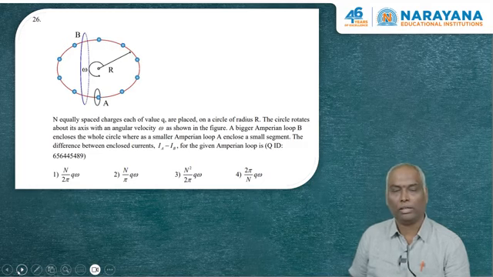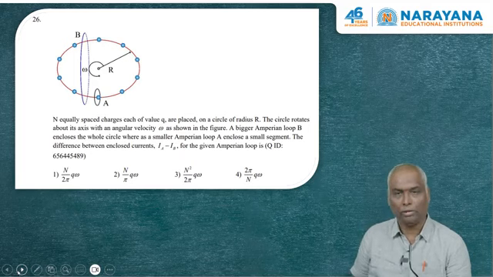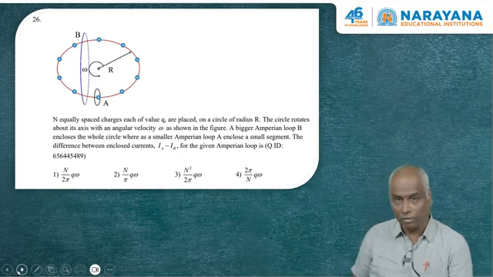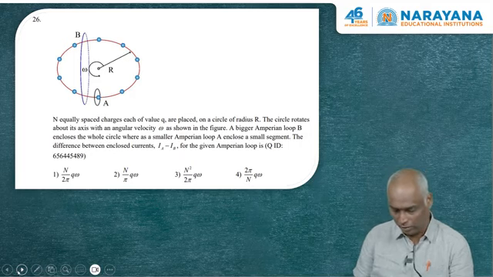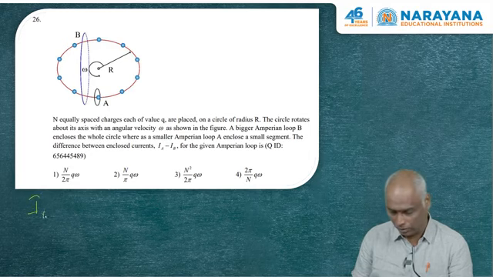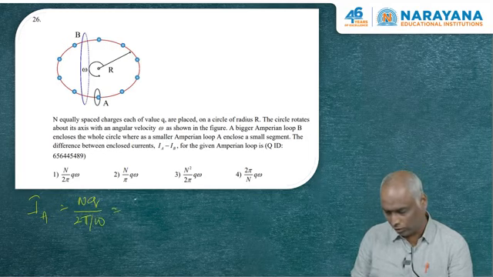So we are going to calculate the currents IA and IB. When I consider the smaller loop, the equivalent current passing through Amperian loop A is given in this manner. The equivalent current IA equals the net charge flowing. For one revolution, the total charge flown is Nq divided by the time period. The time period is 2 pi divided by omega. So this is going to be Nq omega divided by 2 pi.